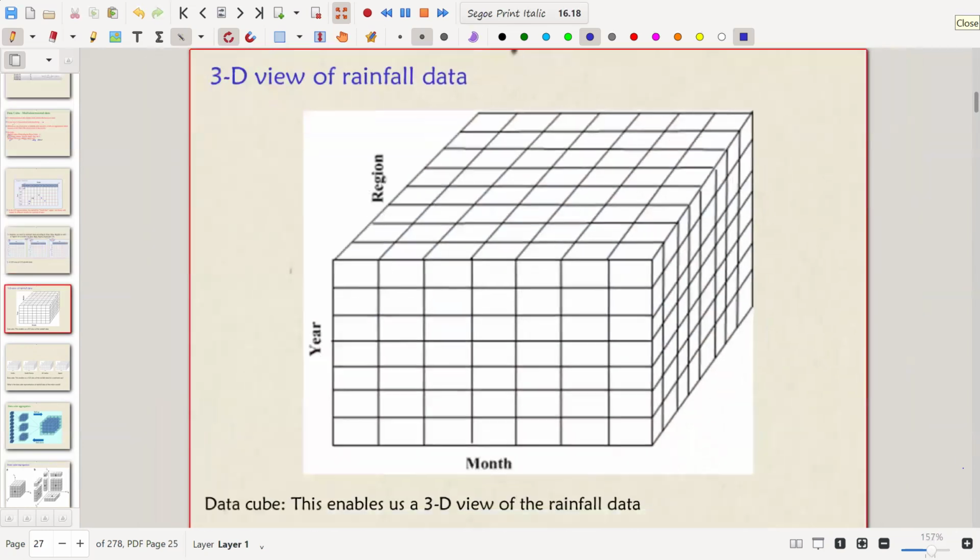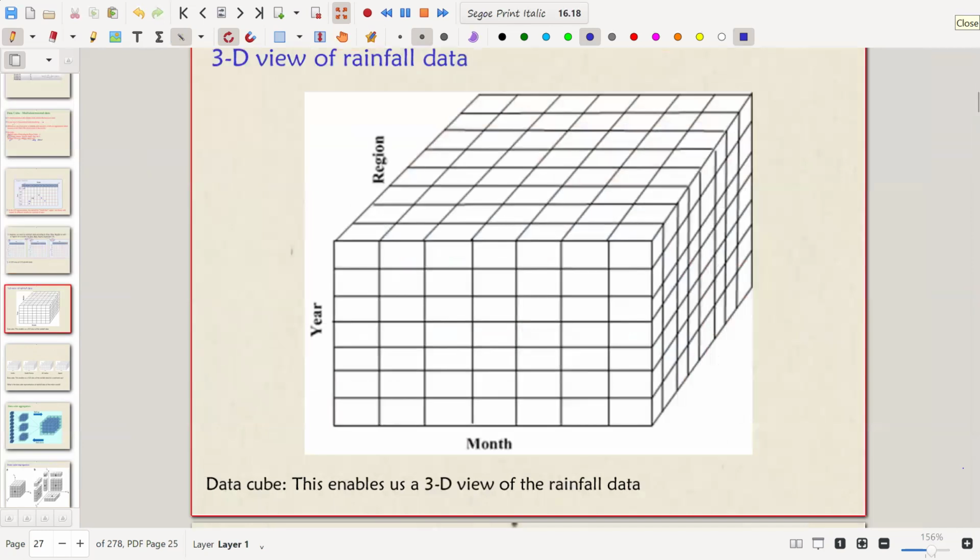Okay. Now this is the 3D view. Why am I telling you that the rainfall data is a 3D data set? You can see the month is on the x-axis and the year is on the y-axis, showing in which month and in which year the rainfall has happened.